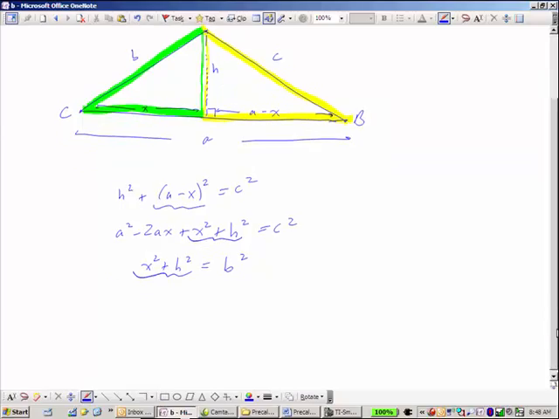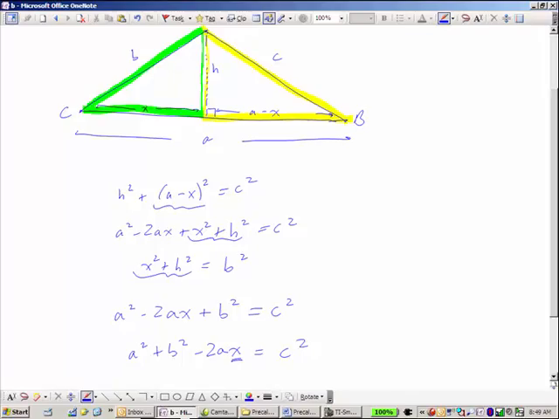You ready for the big switcheroo? All right, a squared minus 2ax, but instead of x squared plus h squared, I'm going to say plus b squared equals c squared. Now, this is starting to look a little like something. Not exactly, but a little like something. What does it sort of look like? Pythagorean theorem, doesn't it? Almost, right? I could write a squared plus b squared, but then I have this minus 2ax, which is sort of crazy, equals c squared. So I almost have the Pythagorean theorem. It's not going to be exactly the Pythagorean theorem.